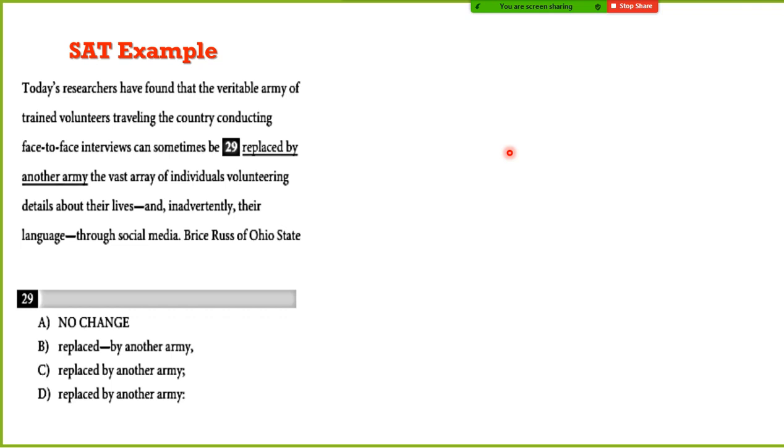Now, this part that's around 29. Researchers have found that the veritable army of trained volunteers traveling the country conducting face-to-face interviews can sometimes be replaced by another army. And then he said the vast array of individuals volunteering details about their lives. Miss, it will be number B, to put a dash? Replace by another army? Why?